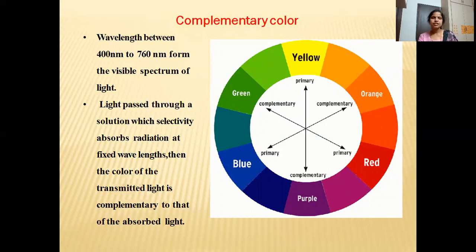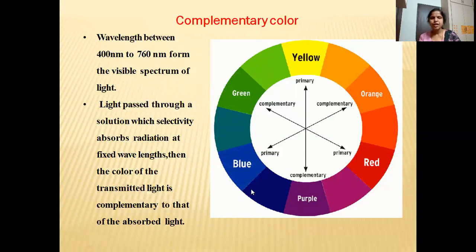If you take any organic compound, for example fruits, a red apple: why is it appearing red? It will absorb all the colors of the light and it gives out only red color. So that is why red is observed. Yellow for bananas. Bananas will absorb all the light, but it transmits only the yellow light. That is a complementary color.